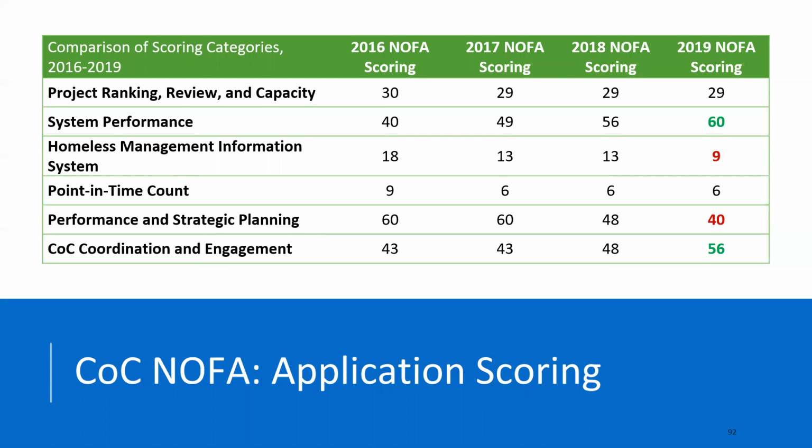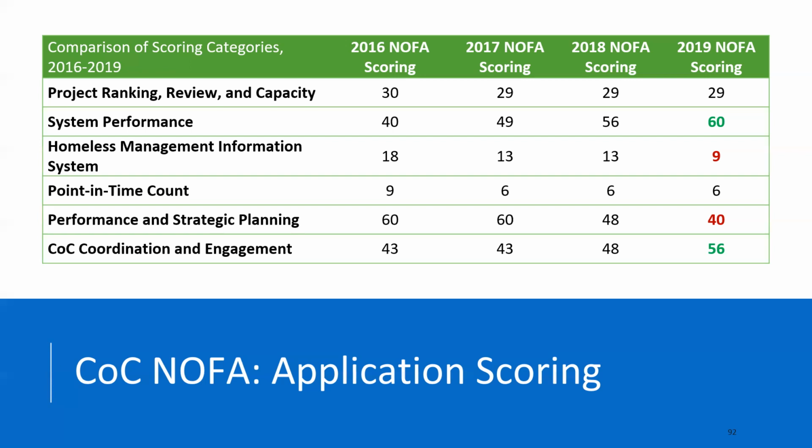So in this chart, you'll see that the areas that HUD looks at are project ranking, review, and capacity, system performance, HMIS, point in time count, performance and strategic planning, and CoC coordination and engagement. And we're going to talk a bit about what each of these categories includes. But one thing I want to point out is that you'll see that system performance has increased significantly in terms of points since 2016. So in 2016, system performance was worth 40 points, and now it's worth 60, out of a total 200.